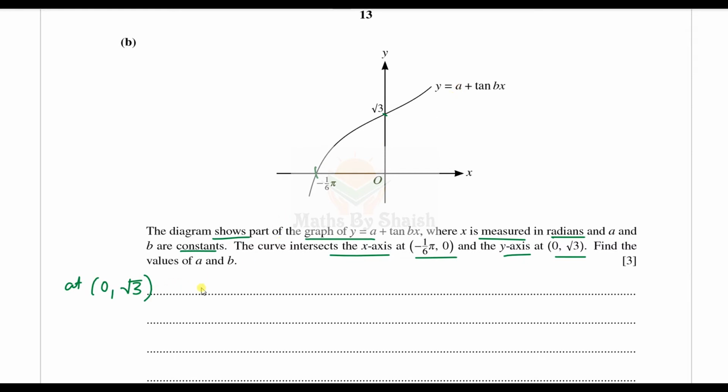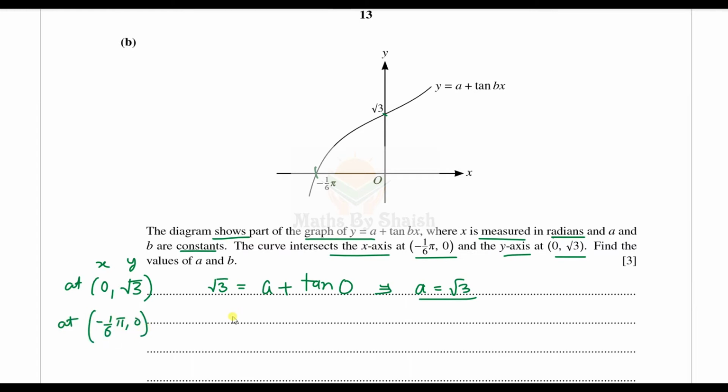So it is root 3. I'm substituting the value of x and y. It is a plus tan b into 0, that is 0, and hence we know that tan 0 is equal to 0, so a is equal to root 3. This is the first value, and now at minus 1 over 6 pi comma 0.